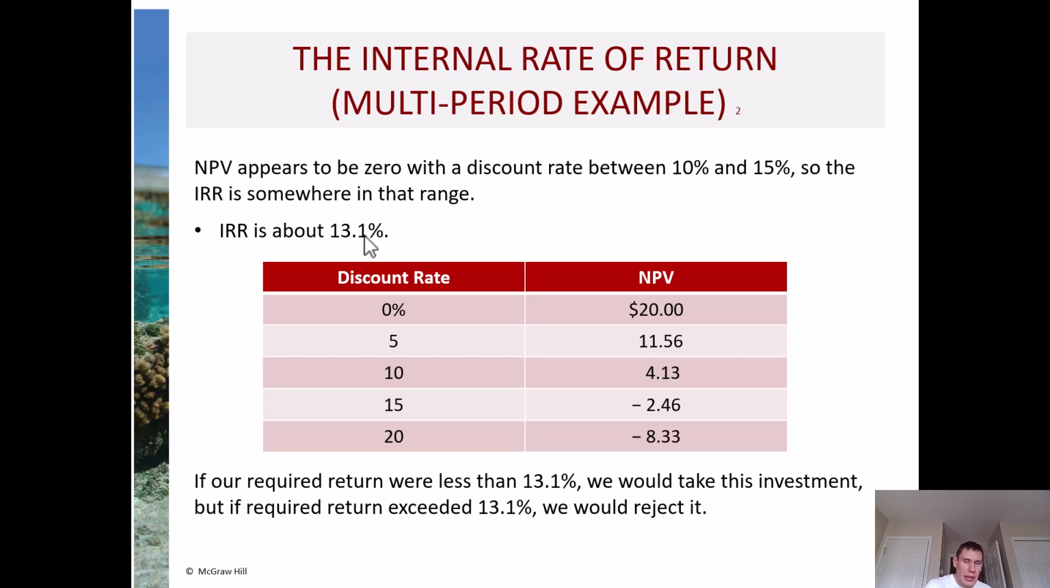So if our required return were less than 13.1%, then we would take this investment, right? Because the IRR would beat our hurdle rate. But if the required return exceeds 13.1, then we would say no, it's too low, we're going to reject that.